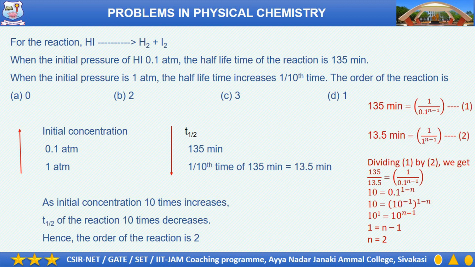Dividing, 135 by 13.5 is equal to 1 by 0.1 power n minus 1.